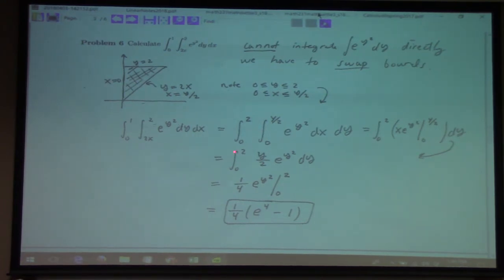All right, I digress. So to flip the bounds, I need to draw this picture. So my original bounds say that what? They say y is between what? 2x and 2.